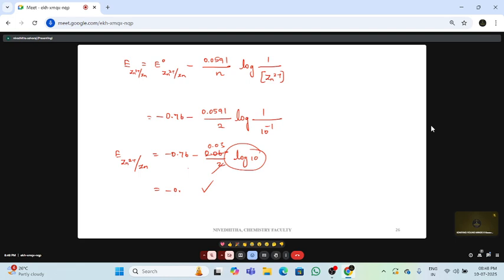Minus 0.79, unit is volt. That's it. Any doubt?